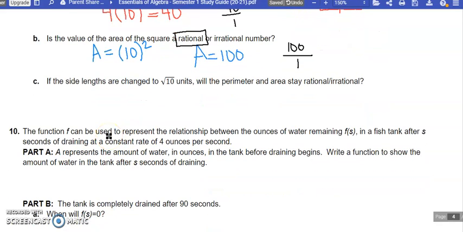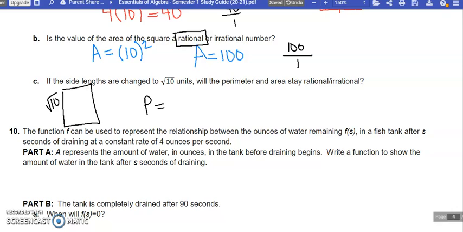And finally, letter C, if the side lengths are changed to square root of 10, so now we have a square, all the side lengths are square root of 10, will the perimeter and area stay rational or irrational? So the area would be the square root of 10 plus the square root of 10 plus the square root of 10 plus the square root of 10. It'd be 4 square roots. Oh, sorry, the perimeter is what I'm talking about here. I'm getting ahead of myself, guys. I'm sorry. Let me back up just a minute.